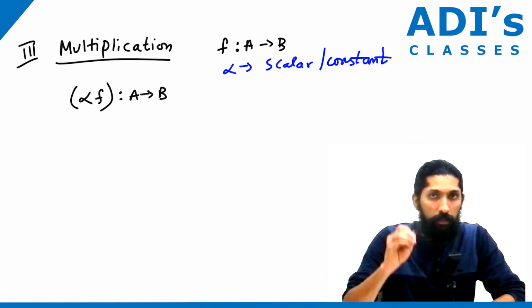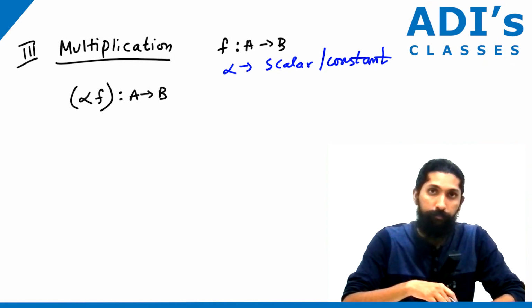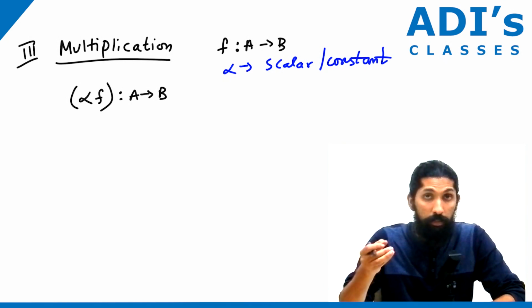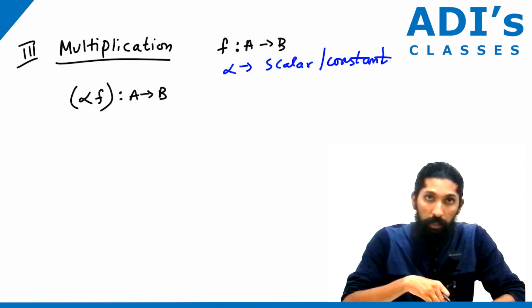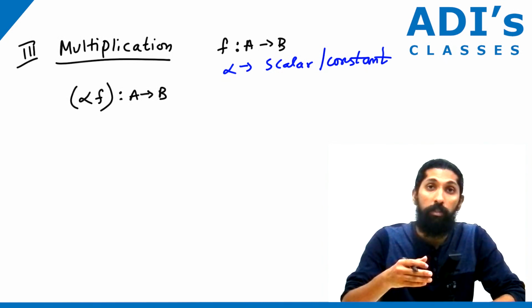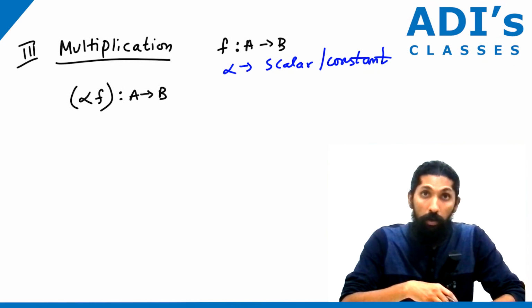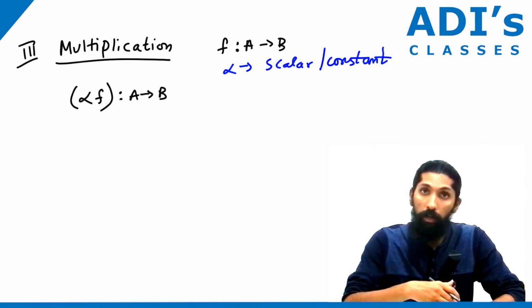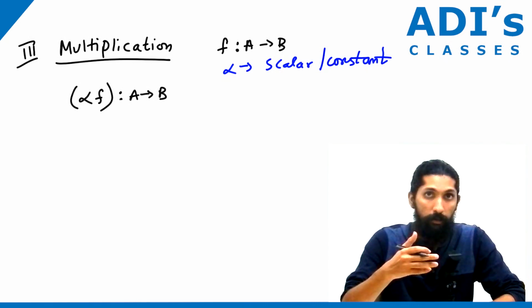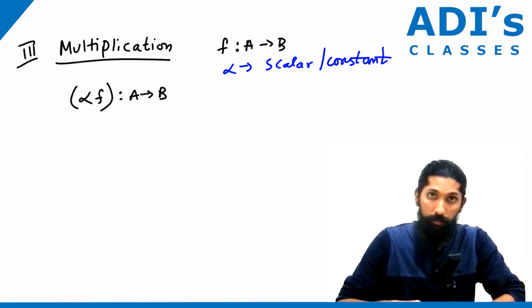Guys, I'll give you a simple example. Suppose you have x square plus 2x plus 1, and we multiply this expression by 3. That is 3x square plus 6x plus 3, which is nothing but 3 into x square plus 2x plus 1, which is nothing but alpha into f, or alpha into f of x. Okay, so this is one type of multiplication.